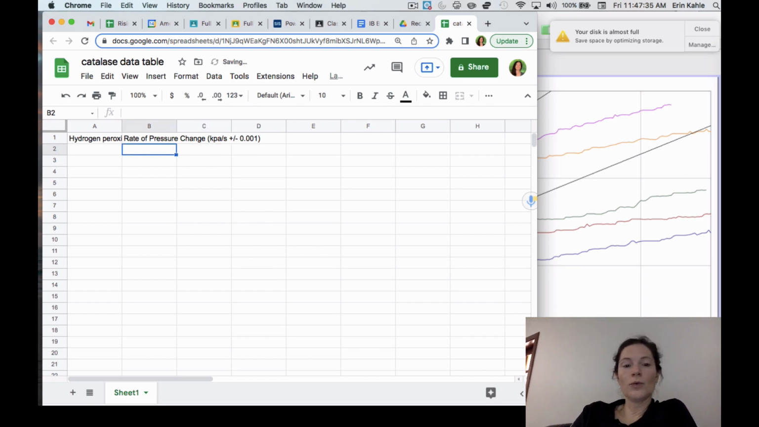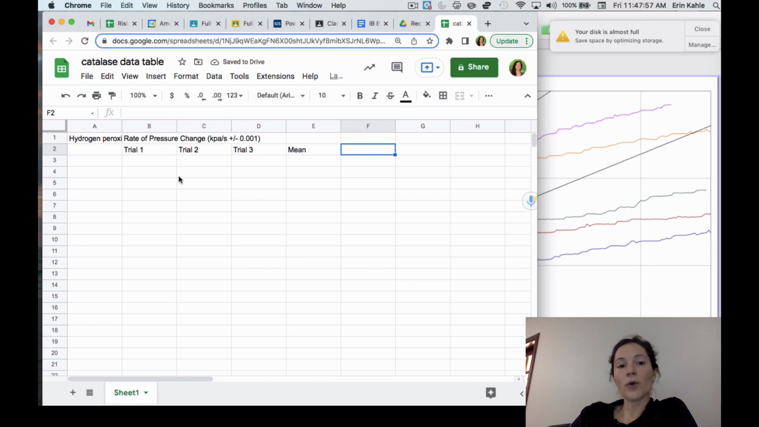But then, most people had at least 2 trials. I'm not sure if anyone got to a trial 3. I don't think anyone got to a trial 4. And then this you can either call a mean or an average. But again, this is going to have this same unit, kilopascals per second.